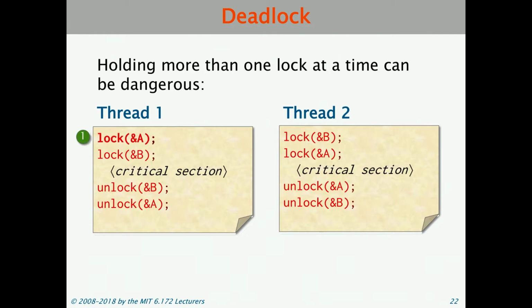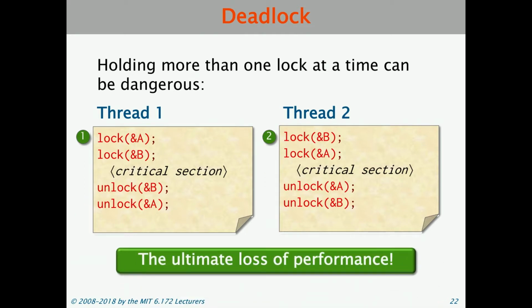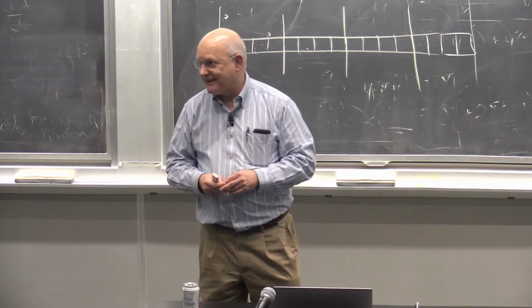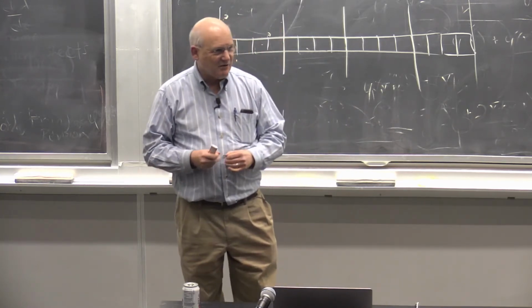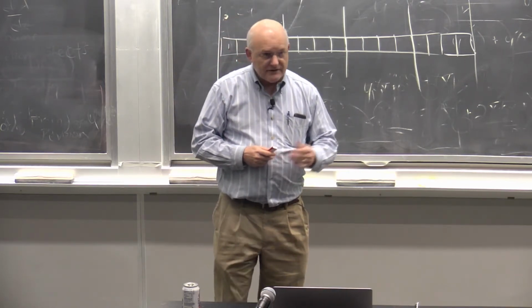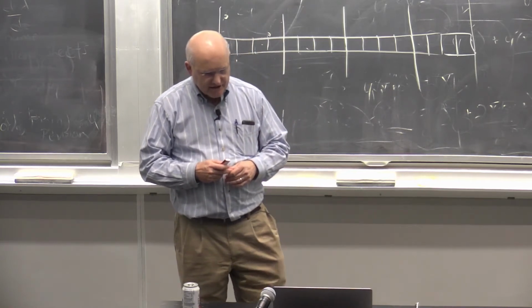Okay, so what can happen here? Thread 1 locks A, thread 2 locks B. Thread 1 can't go and lock B because thread 2 has it. Thread 2 can't go and lock A because thread 1 has it. So they sit there, blocked. I don't care if they're spinning or yielding, they're not going anywhere, okay? So this is the ultimate loss of performance. It's incorrect. You're stuck, you've deadlocked, okay? Now there are 3 basic conditions for deadlock.